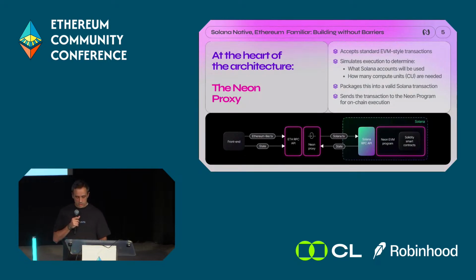So let's go one step forward and focus on the core of the Neon EVM architecture, which is the proxy. Let's say you have your application with users connecting their Phantom or Solana wallet or EVM wallet, executing a transaction. This transaction goes to our Neon proxy, and before it even touches the Solana network, it does a couple of critical things. First, of course, it accepts the EVM-style transactions, and it then simulates a few things, like what accounts on Solana will be used. It will calculate the compute budget. It will package everything into a valid Solana transaction before sending it to the Neon smart contract on the Solana blockchain, so it can be executed natively.